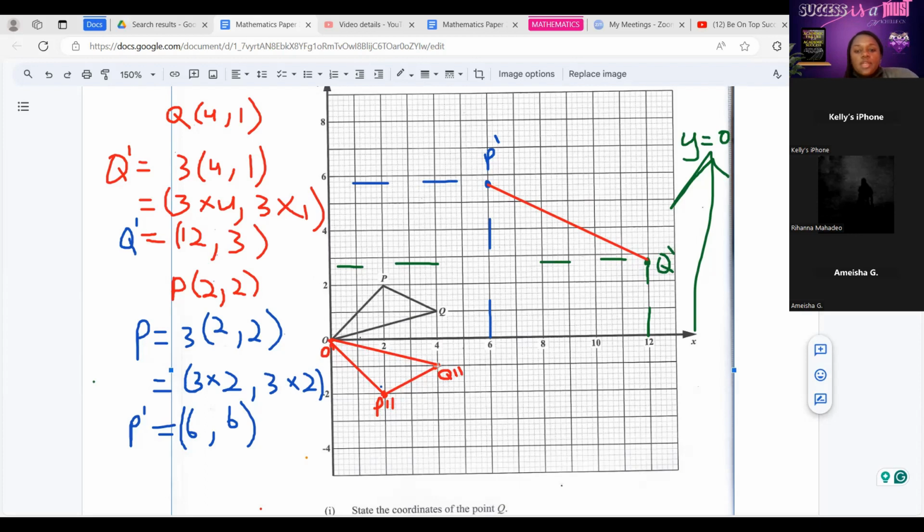I know it looks like Q11, but that's not 11. It's the little apostrophe-looking thing. And it's not P11 either. It's the little apostrophe-looking thing. You know?